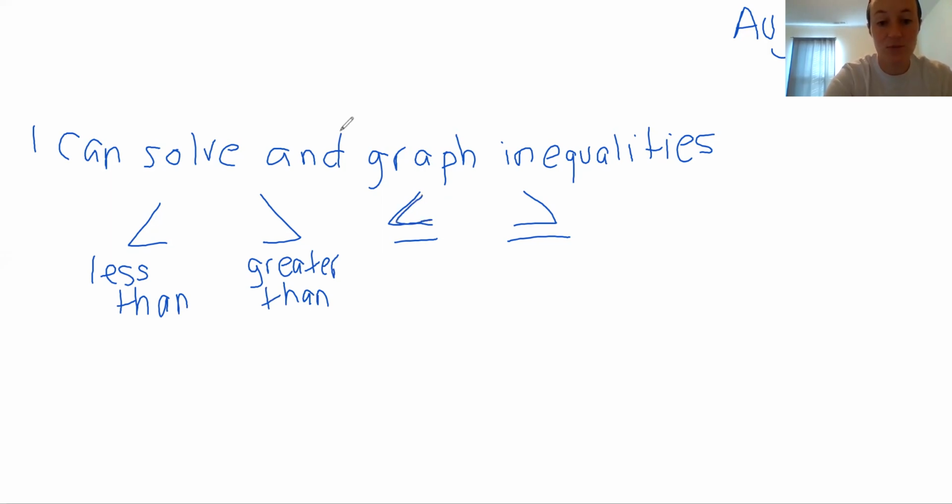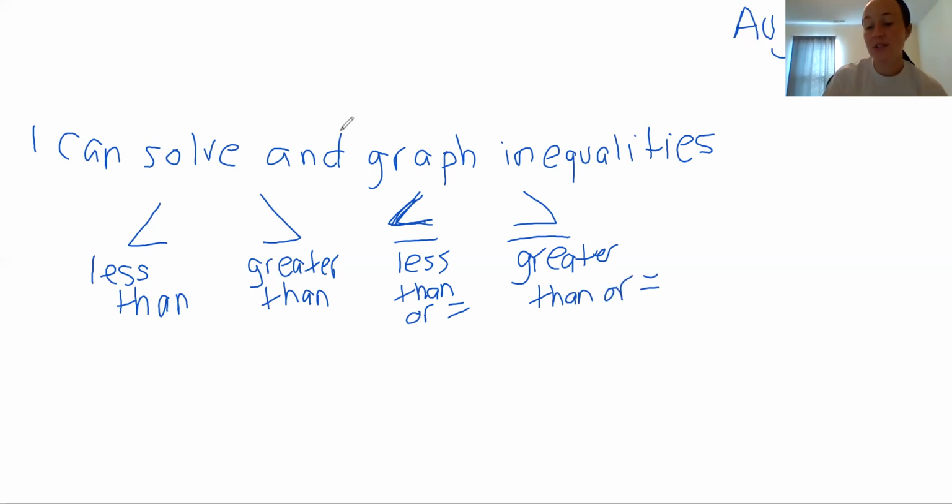Okay, this looks like a smushed L. My left hand makes an angle like that. It's going to be less than or equal to, which means this one is going to be greater than or equal to. Okay, just a quick refresher.